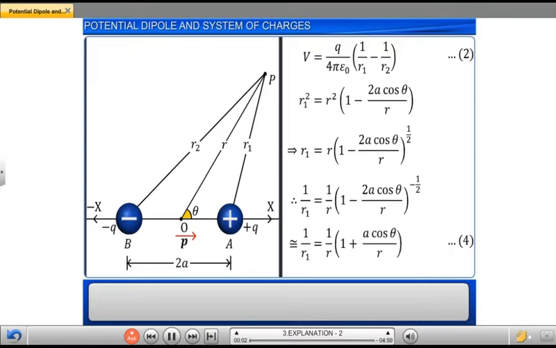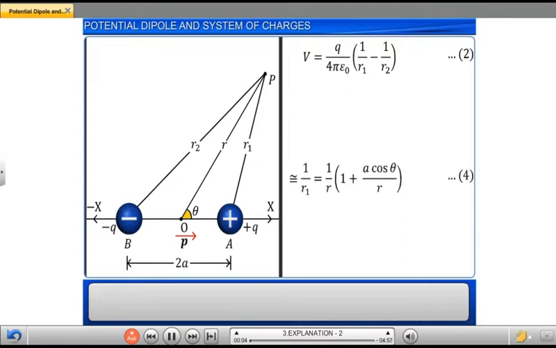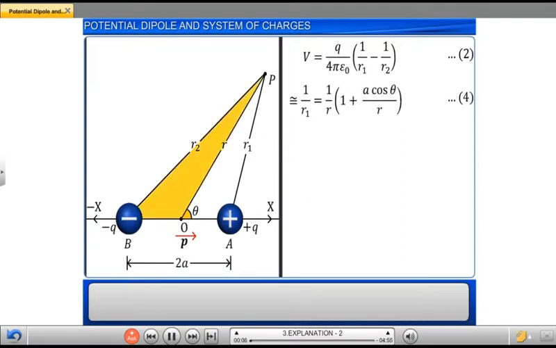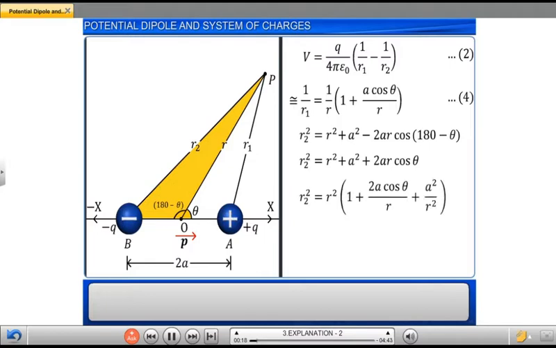Similarly, using the cosine rule for triangle PBO, we have r2 square is equal to r square plus a square plus 2ar cos theta. This can be written as r2 square equal to r square into 1 plus 2a cos theta by r plus a square by r square. Let this be equation 5.